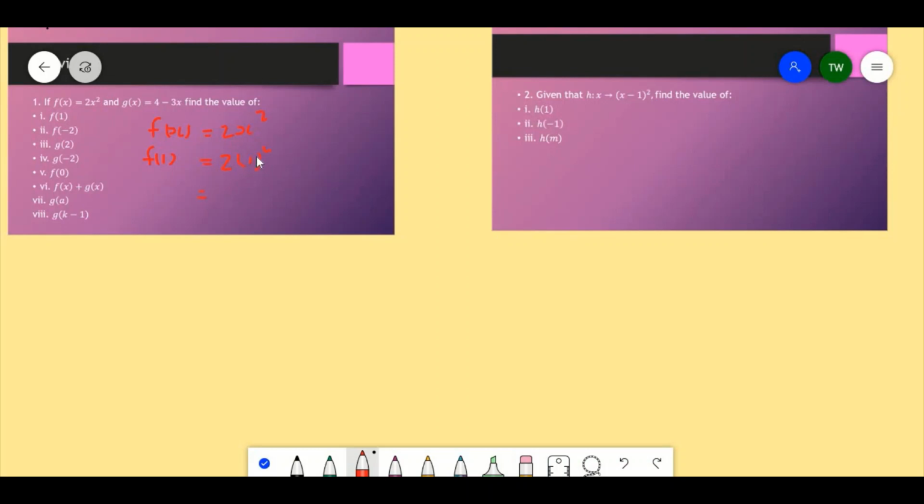So 1 squared means 1 times 1. So 1 times 1 is 1. And 1 times 2, that's just 2. So therefore, f of 1 is equal to 2.